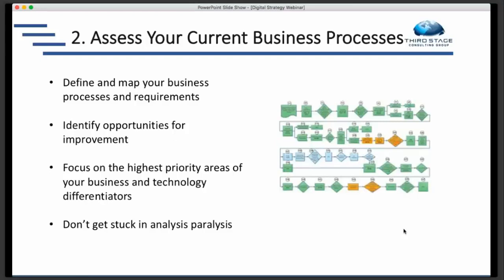And oftentimes some of the weeds you're getting lost in are not even really relevant to what you're going to do in the future. So you want to make sure that you focus on the highest priority areas of your business, and also focus on the things that are going to be differentiators of the different technology options out there. So that's another reason why that third-party, independent, technology-agnostic help can assist your process, because we can identify what those differentiators are between different systems out there.